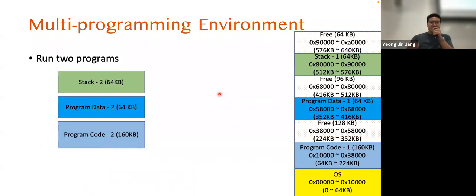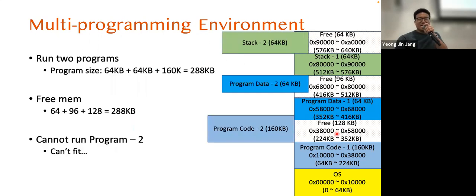And the second example is that suppose we have free spaces like this. I designed the second program so that the sum of all its sizes should fit into the sum of the free space. But the problem is that we don't have a contiguous free space of up to 160 kilobytes. So even if there's some remaining space we can use, we cannot run the second program.